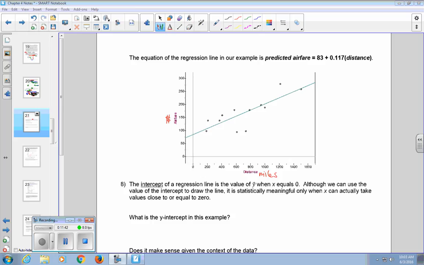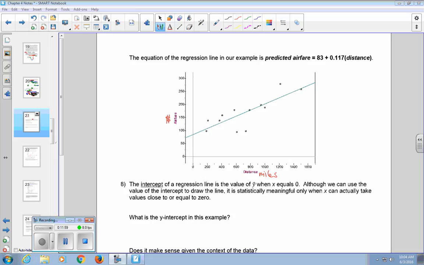Right, so number 8, let's look at the intercept. It says the intercept of a regression line is the value of y hat when x equals 0. Although we can use the value of the intercept to draw the line, it is statistically meaningful only when x can actually take values close to or equal to 0.